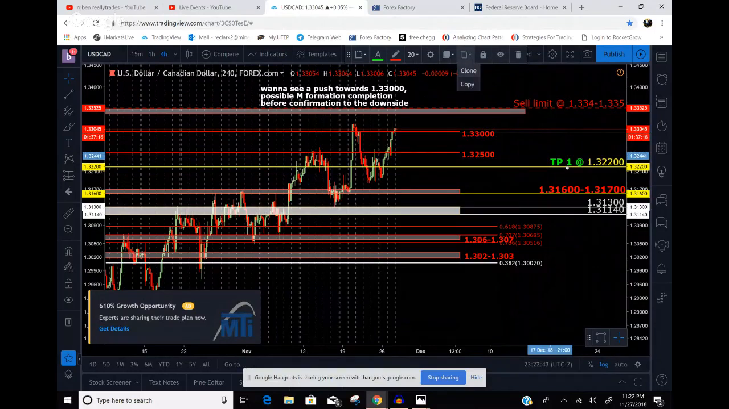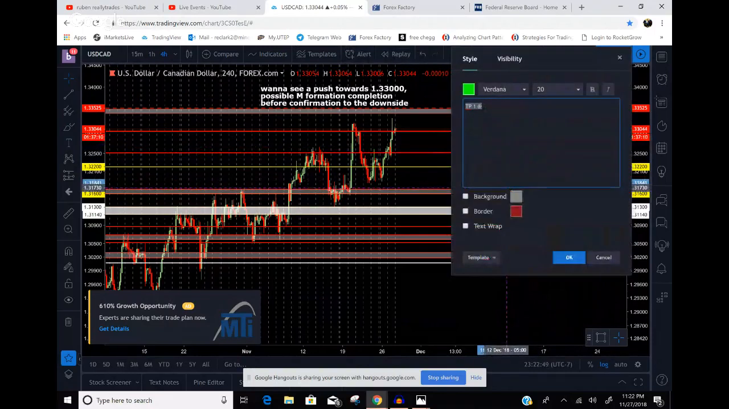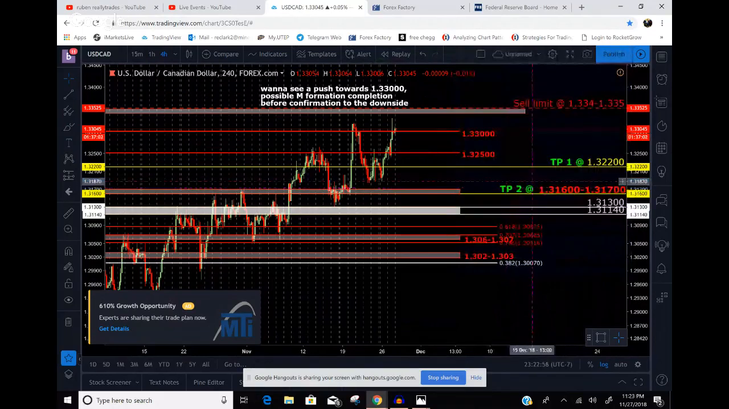And then let me clone this, make the second one. The second TP is going to be one you could hold out a little bit longer than TP1. Now, the specific length of what it actually does, how far it goes down, we'll see what's up with that. But this is what we got for UCAD.